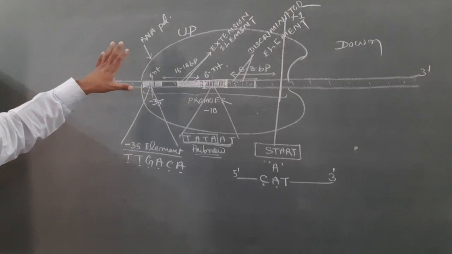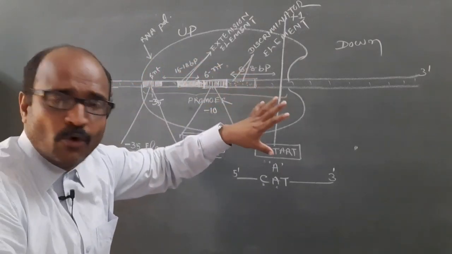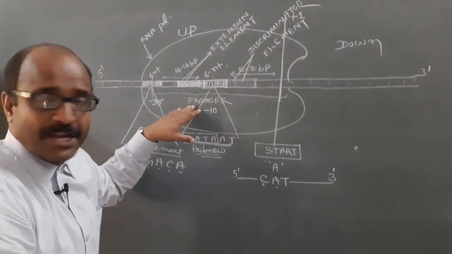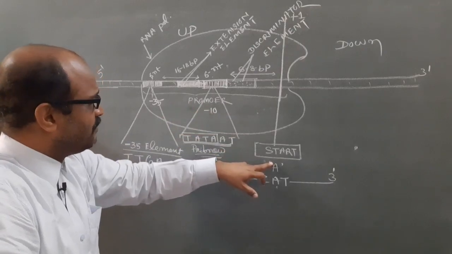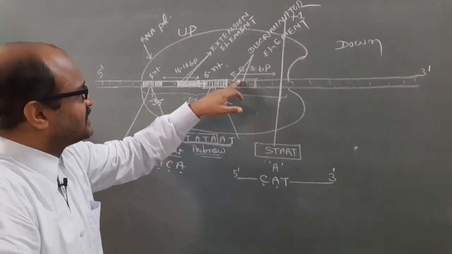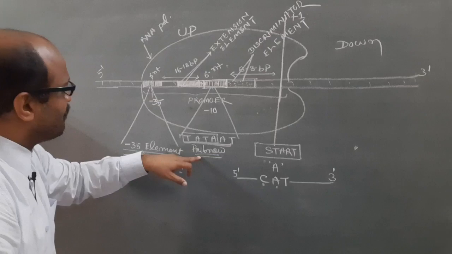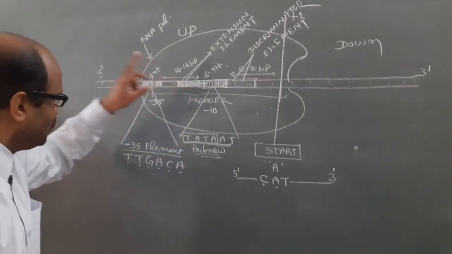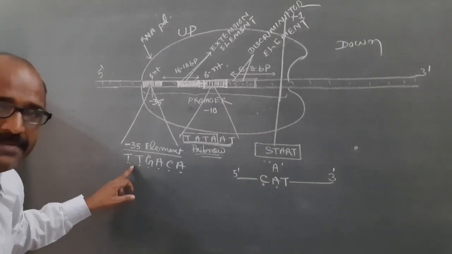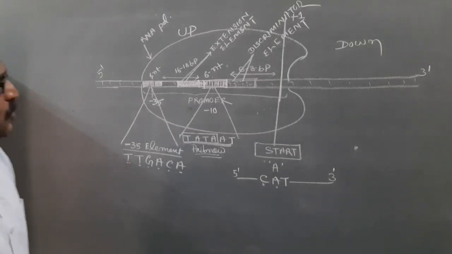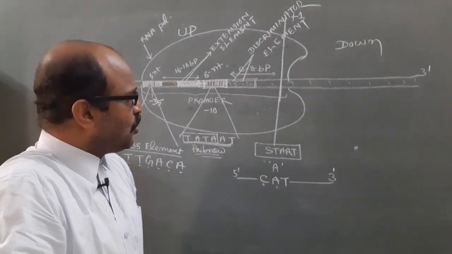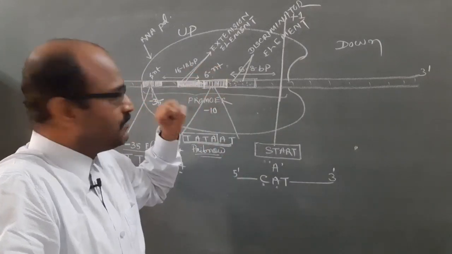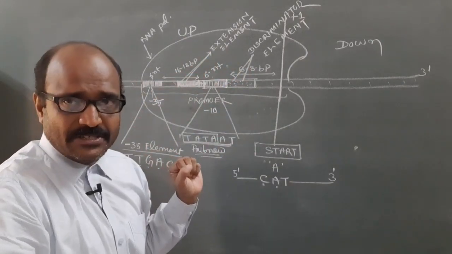Okay. So now what are the different components of the promoter in prokaryotes? The start point, first component, then the discriminator element, then the Pribnow box, and the extension element also, and the minus 35 element.